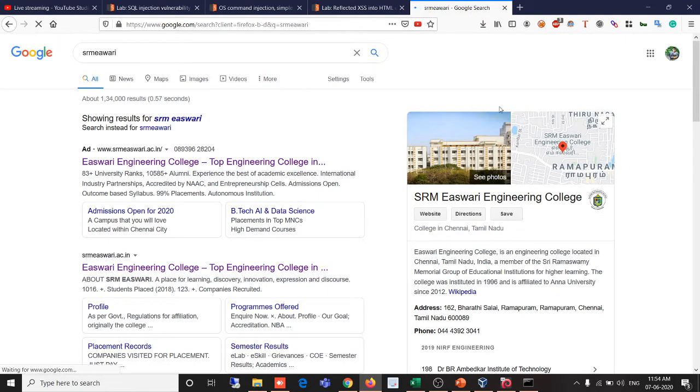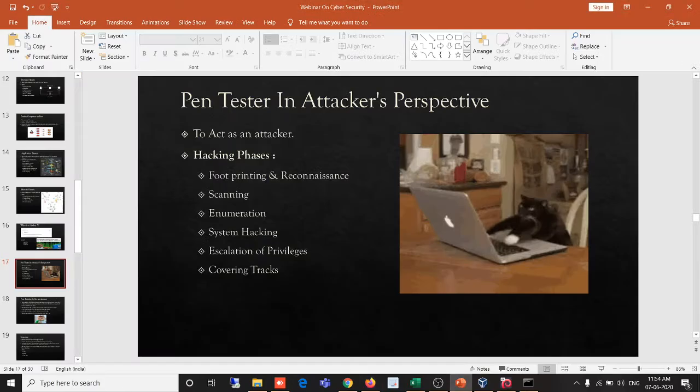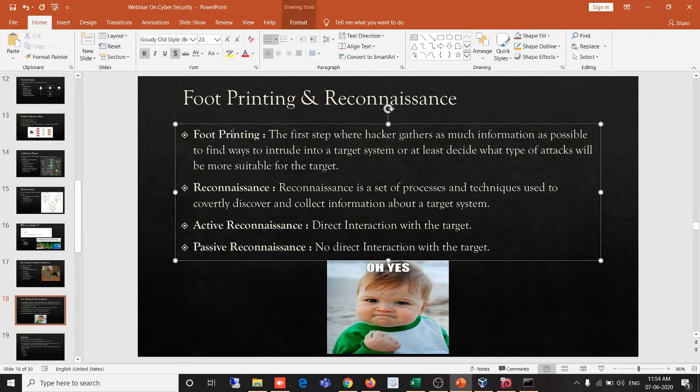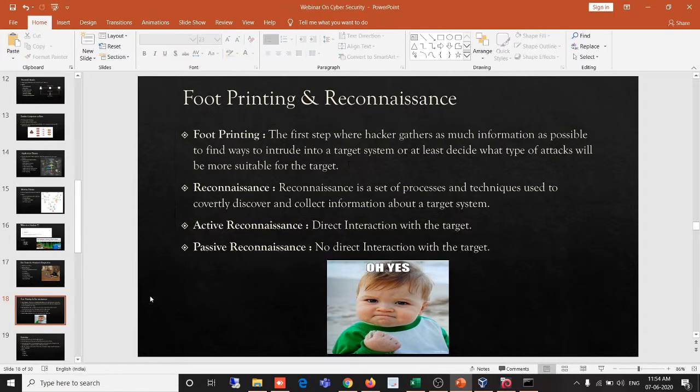Yeah. So first of all, the first thing is footprinting, right? This is the first phase of an attacker. Footprinting is the first step an attacker will use on an organization, I mean on the target system. So this is getting all the initial information which our target uses.